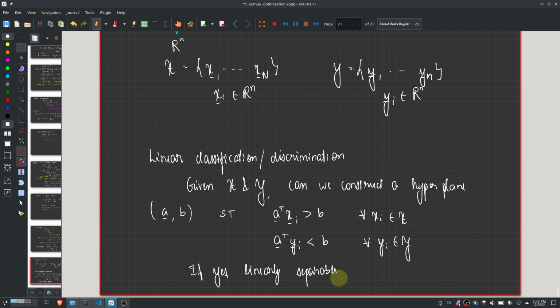What convex set? Which is called... you take the convex hull of X, the convex hull of Y, and then? Correct. That's fine. So that will answer the question as to whether it is possible to construct a hyperplane or not. But how do you actually go about constructing such a hyperplane?